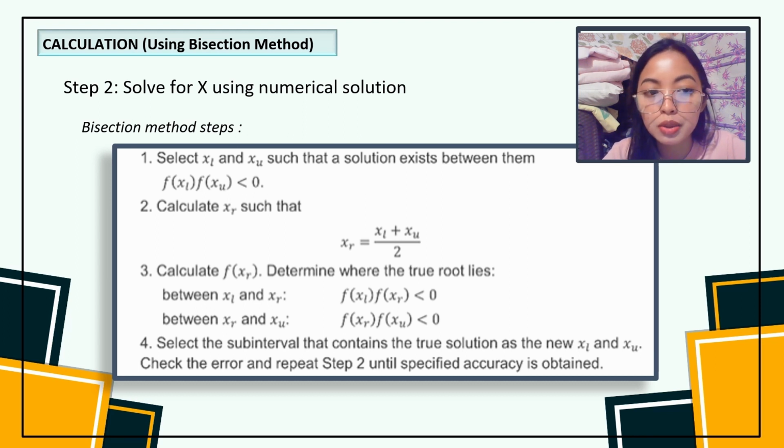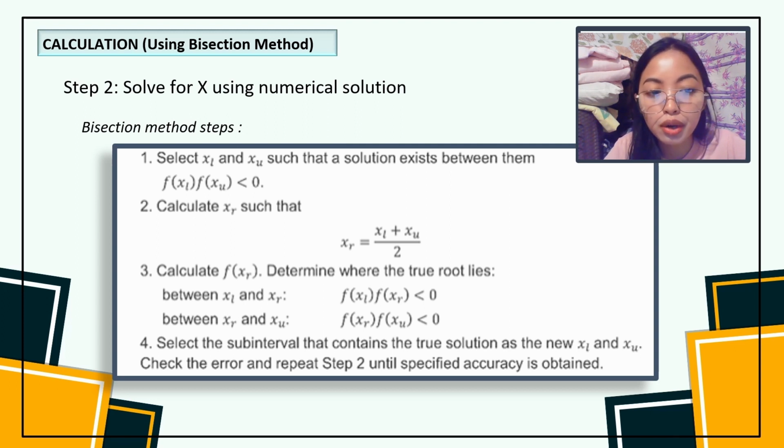The first step is to select the xl and xu such that a solution exists between them. Step 2, calculate the xr such that xr equals xl plus xu divided by 2. Step 3 is to calculate the function of xr and determine where the true root lies. Step 4 is to select the subinterval that contains the true solution as the new xl and xu. Then check the error and repeat step 2 until the specified accuracy is obtained.